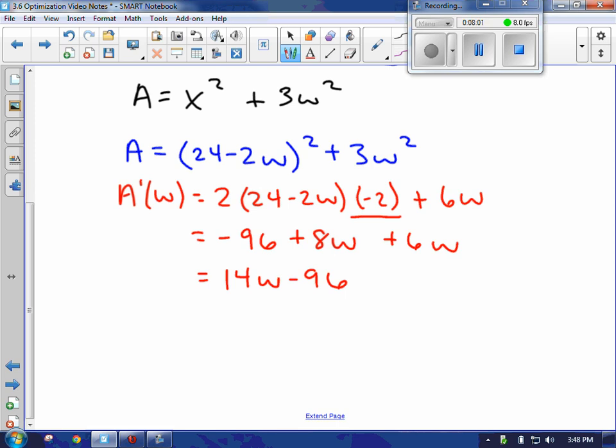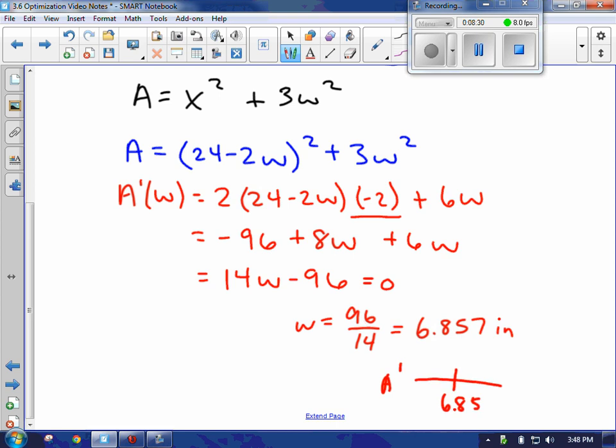We want to find a minimum, so we set this equal to 0. So w is equal to 96 divided by 14. When you put that in your calculator, you get 6.857 inches.